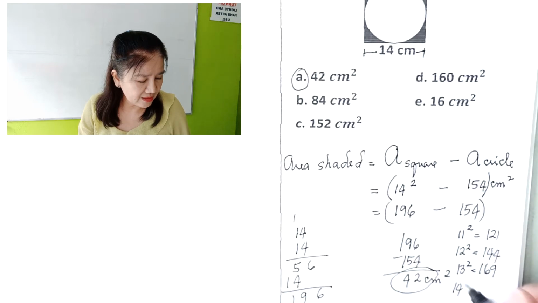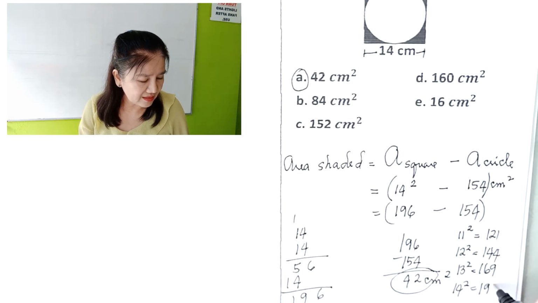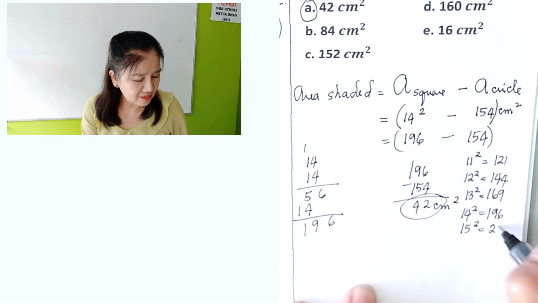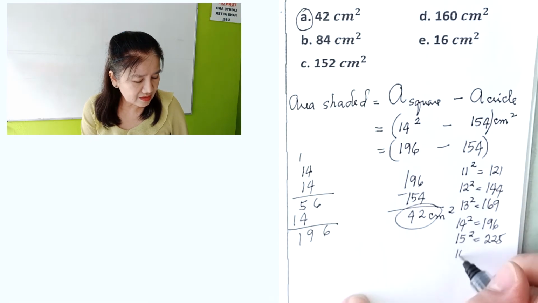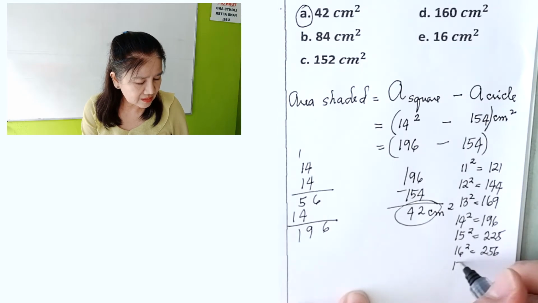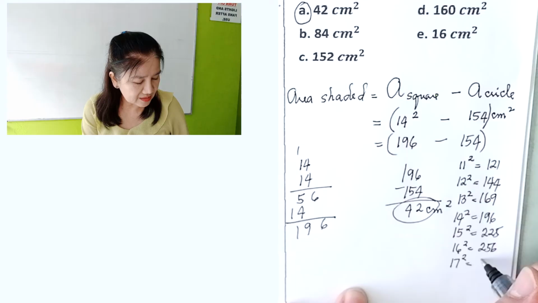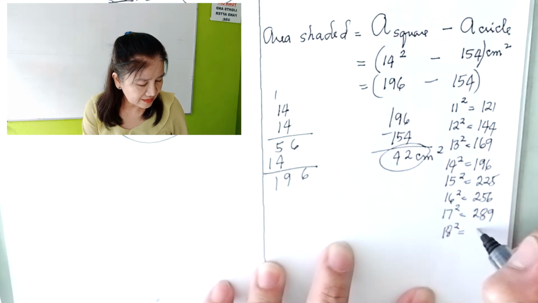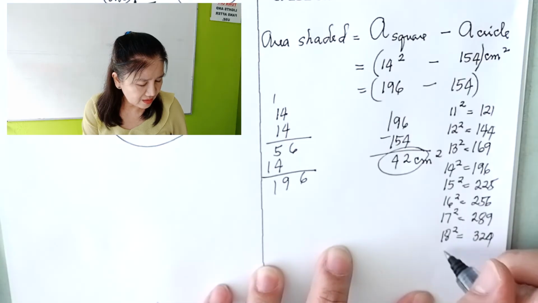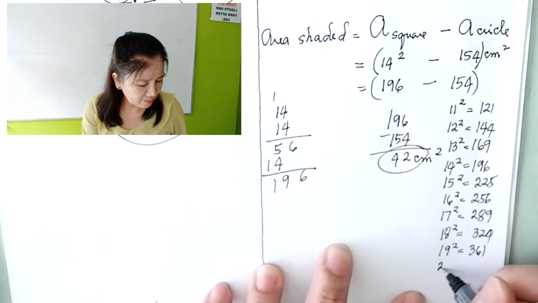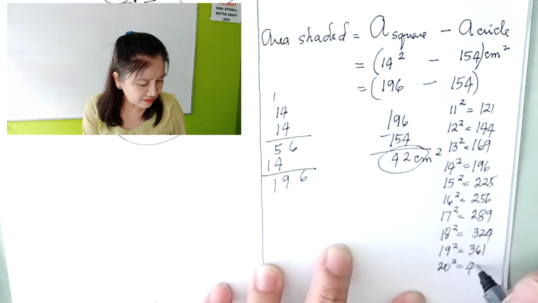169. 14 squared is 196. 15 squared is 225. 16 squared is 256. 17 squared is 289. 18 squared is 324. 19 squared is 361. And 20 squared is 400.